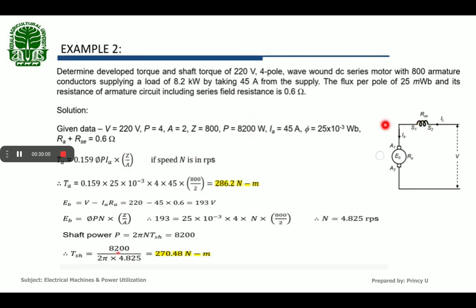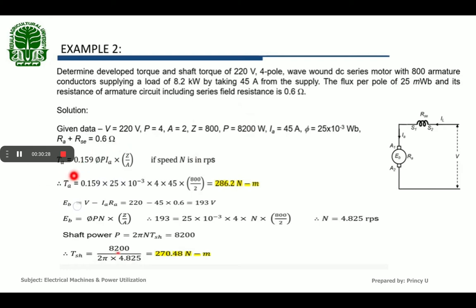So your input current, IL, is the same as IA because it's a series motor. So IA is 45 ampere and flux is given as 25 milliweber, so multiply it with 10⁻³. And it is given as resistance of armature circuit including series field winding resistance, so Ra plus R_series is given as 0.6 ohm.